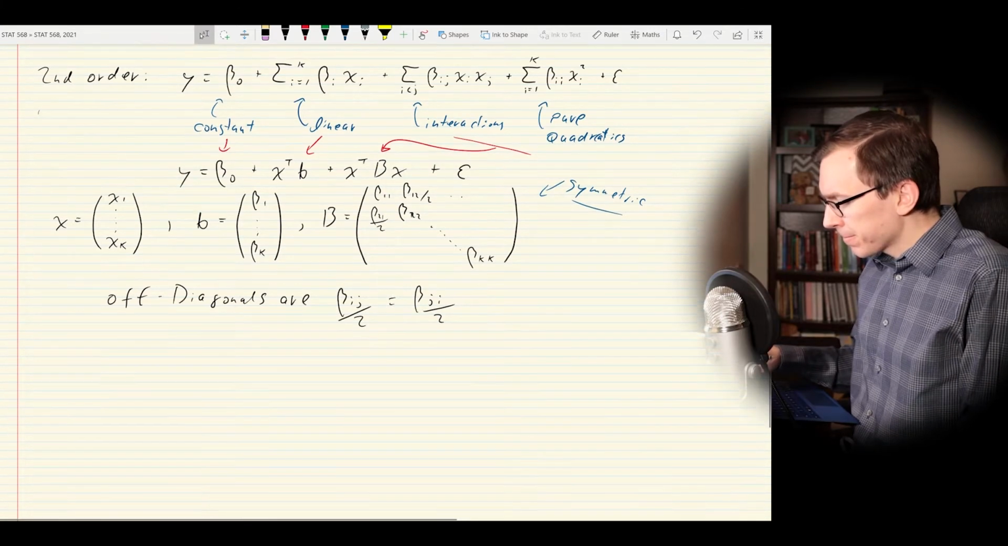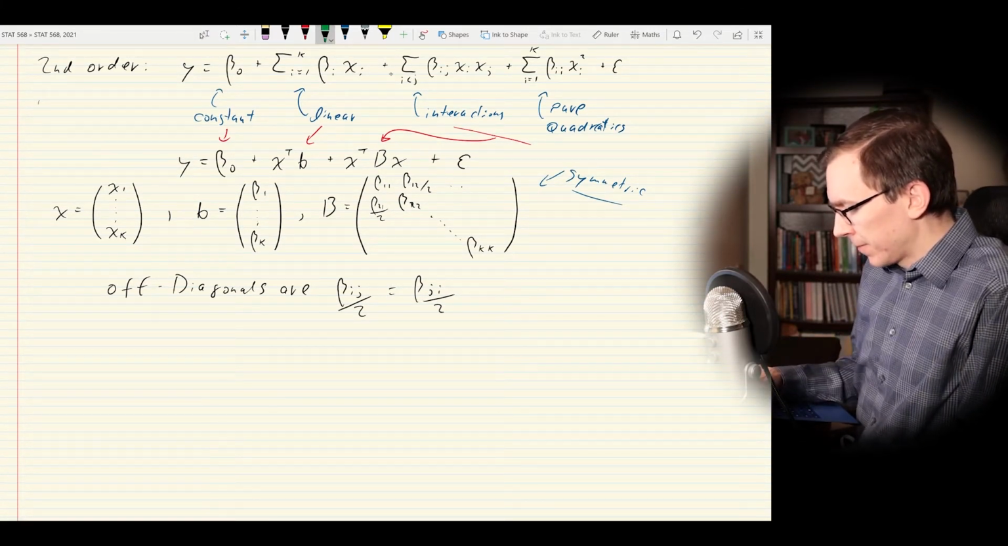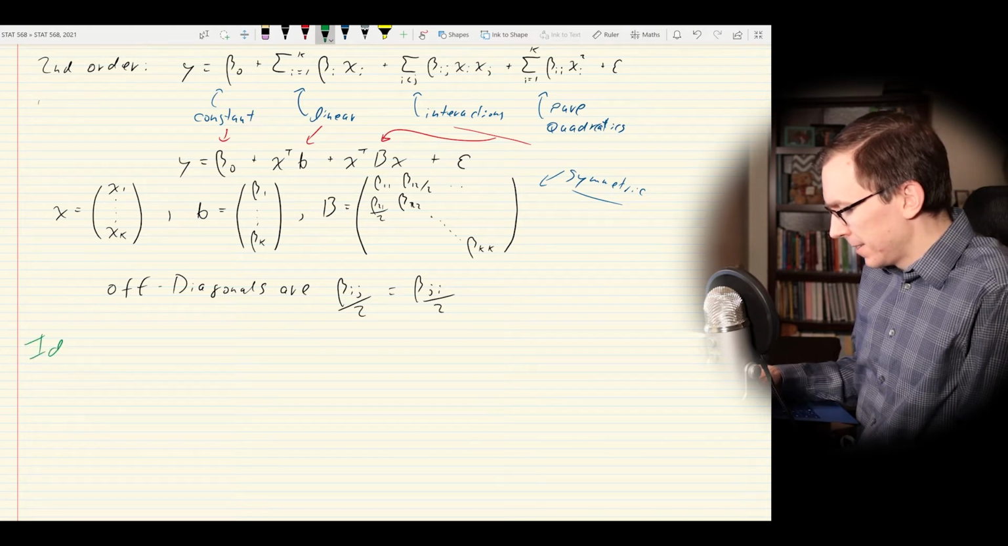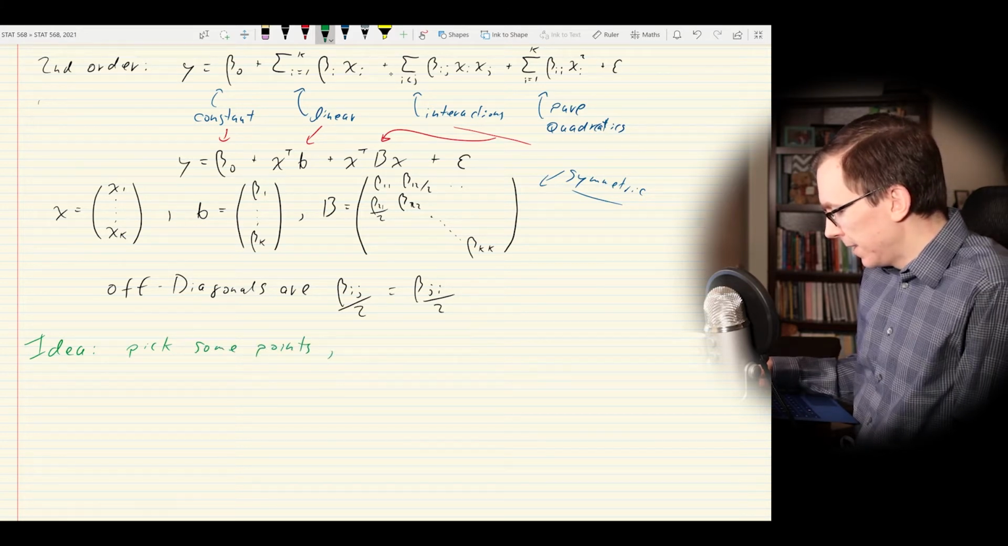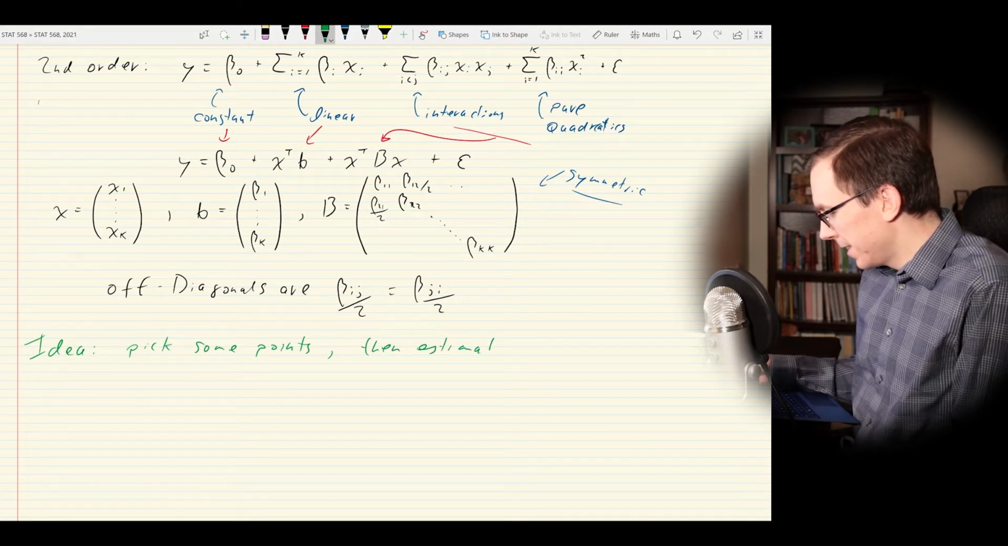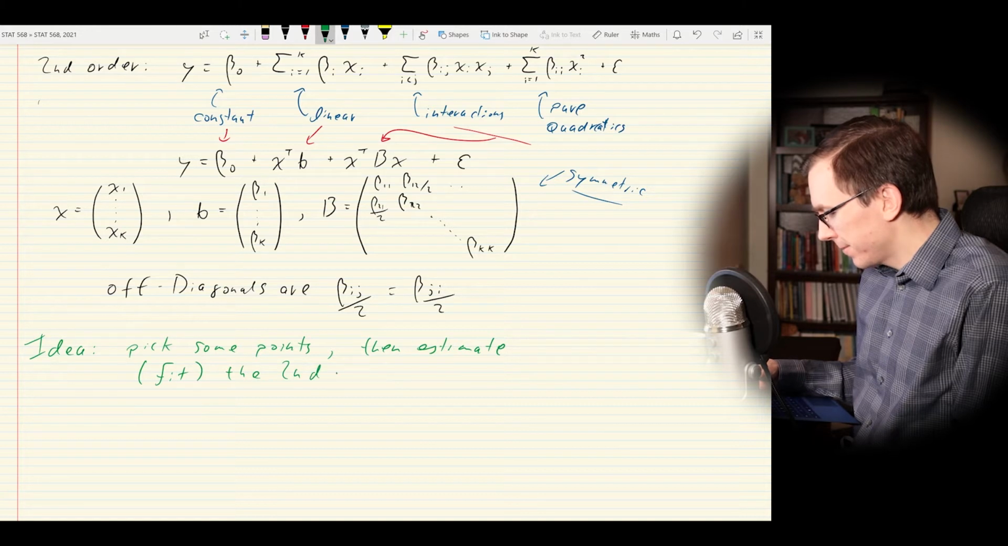So, again, the idea is pick some points, then estimate, or I should say fit, the second order model.